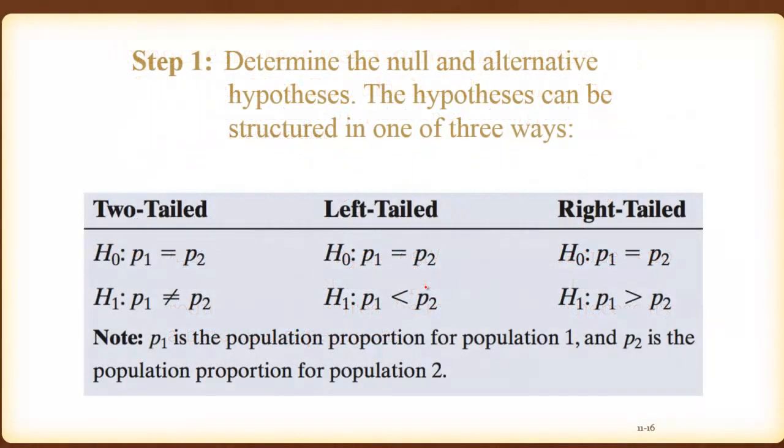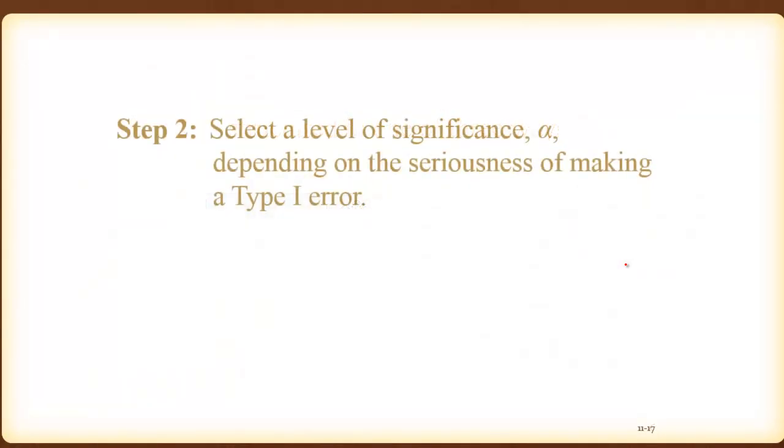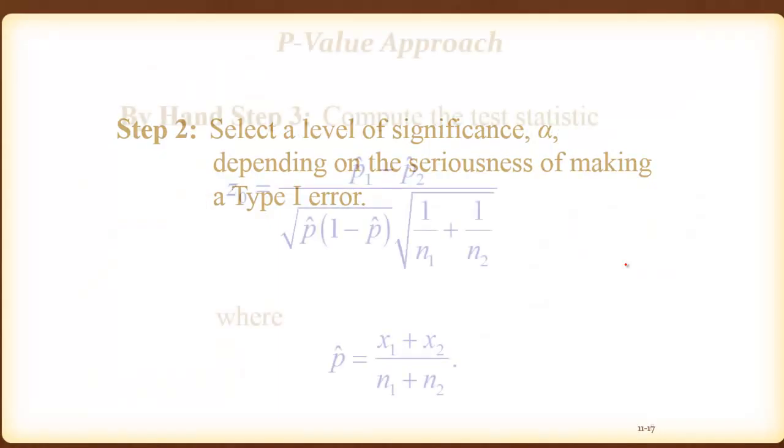This is the process that we follow. It's the same 5 steps that we've had in Chapter 10. First and foremost, determine your null and alternative hypothesis. You're going to either have a left-tailed, a right-tailed, or a two-tailed hypothesis test. Notice in all 3 of these, we assume the population proportions are equal because, again, the null is always a statement of no change, no effect, no difference.